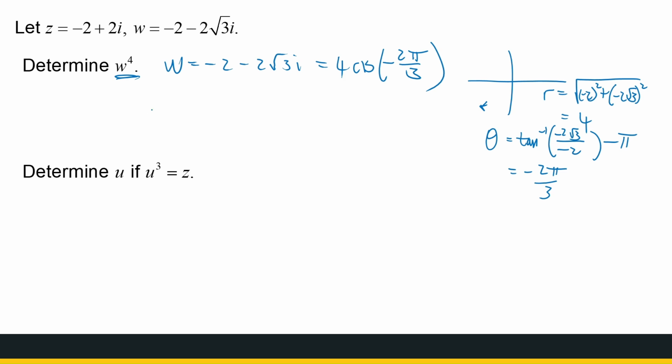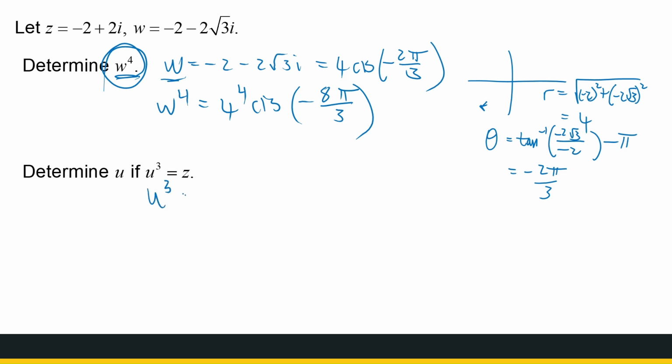All right, now we're looking for w to the power 4. One step, it's 4 to the power 4 cis, multiply that one by 4, minus 8 pi over 3. Using de Moivre's. I'm given w, I want to raise it to the power. Now look at the next question. The next question says, u to the power 3 is equal to the z that we're given, minus 2 plus 2i. All right, u to the power 3 is equal to z. So I'm given u to the power 3. I'm looking for u, so I'm now finding roots. I'm not raising anything to the power. It's already been raised to the power. So now I'm looking for roots.